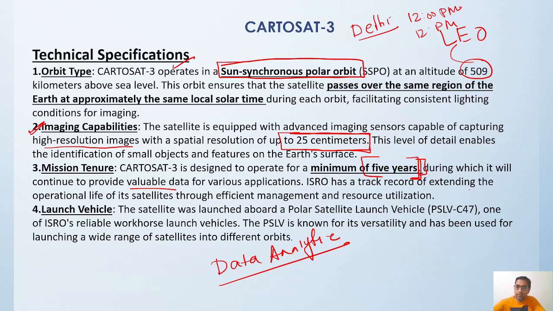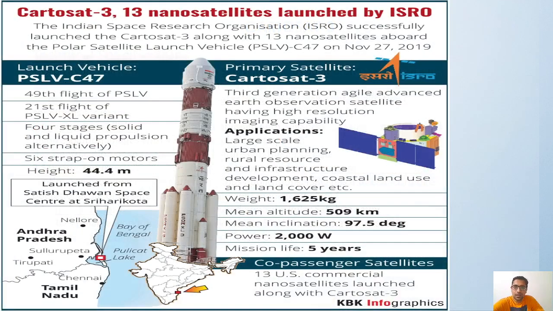So this will be sent through the PSLV C-47 rocket, which is known as the workhorse of ISRO. PSLV, the Polar Satellite Launch Vehicle, is known as the workhorse because most of the successful missions have been done with its help, and it is known for its versatility. Even the Mars Orbiter Mission was sent with the help of this PSLV rocket.